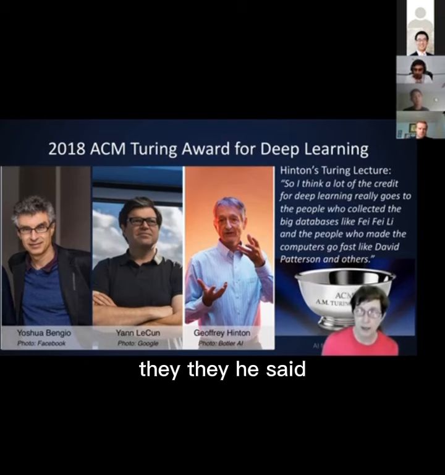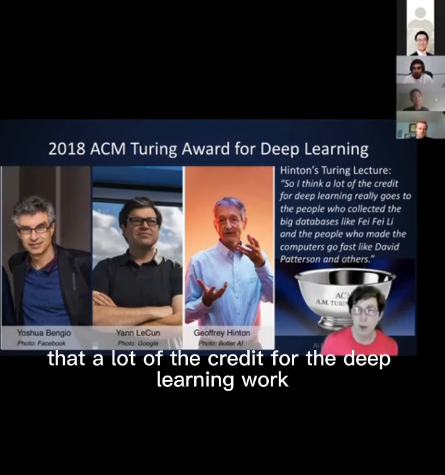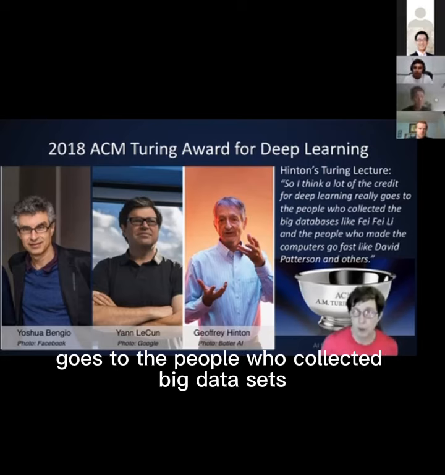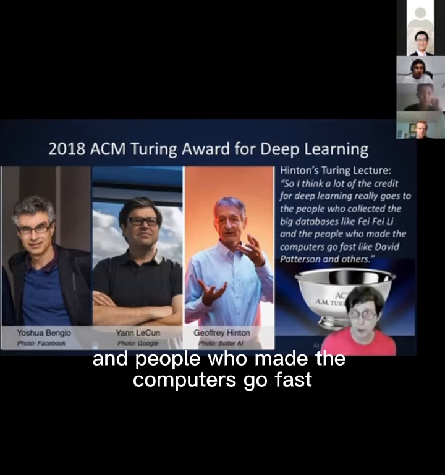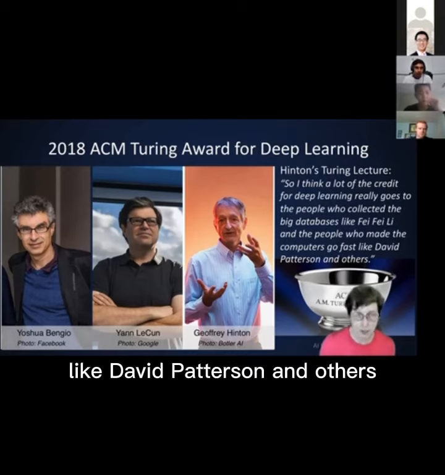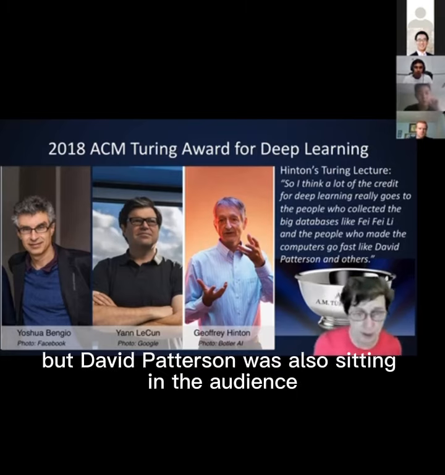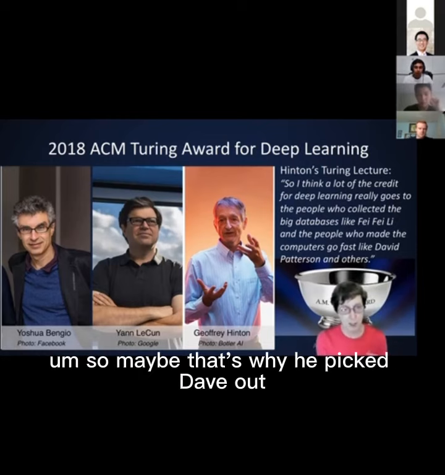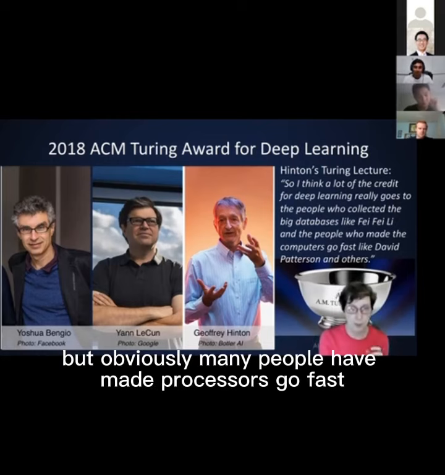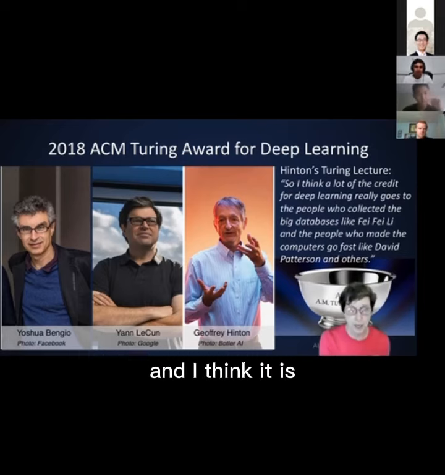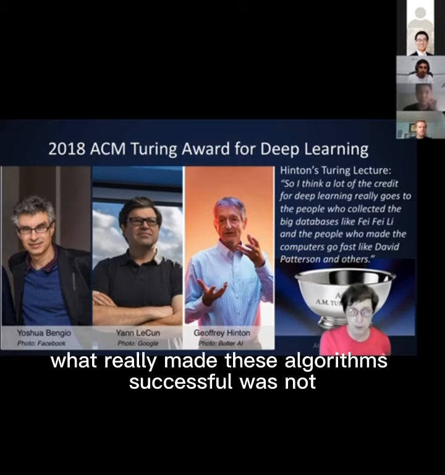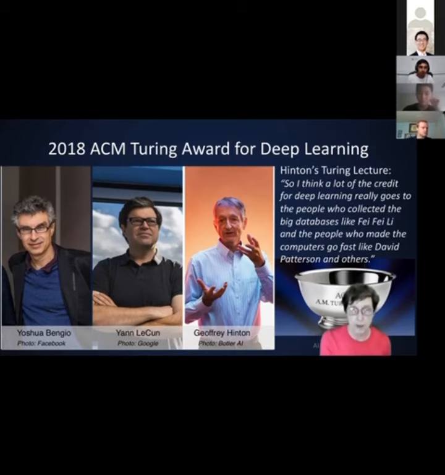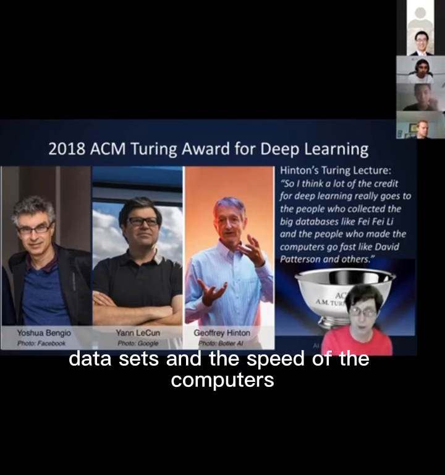He said that a lot of the credit for the deep learning work actually goes to the people who collected big data sets, like Fei-Fei Li, who's at Stanford, and people who made the computers go fast, like David Patterson and others. Dave Patterson was also sitting in the audience, so maybe that's why he picked Dave out, but obviously many people have made processors go fast. I think many people in the machine learning community will say that what really made these algorithms successful was not the algorithms themselves, it was the access to large data sets and the speed of the computers.